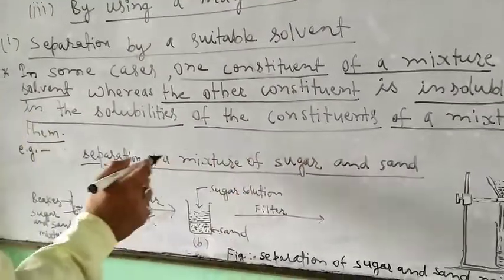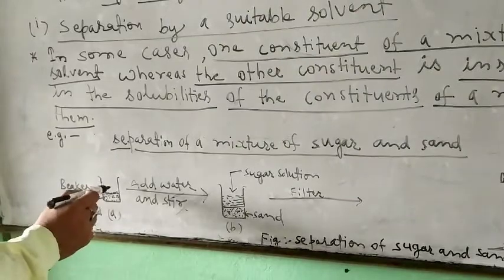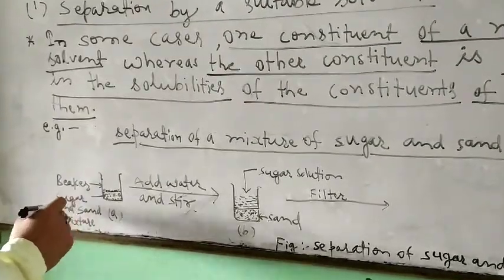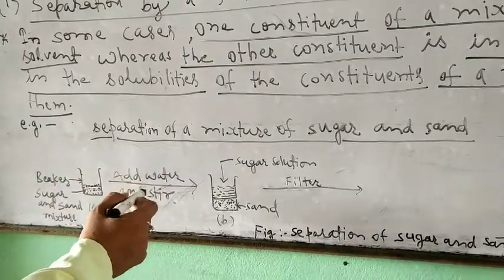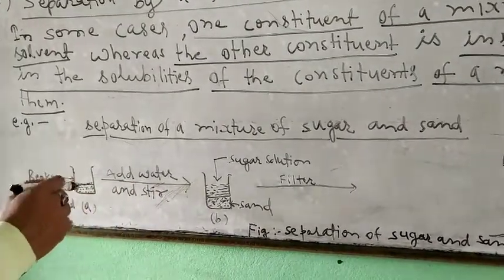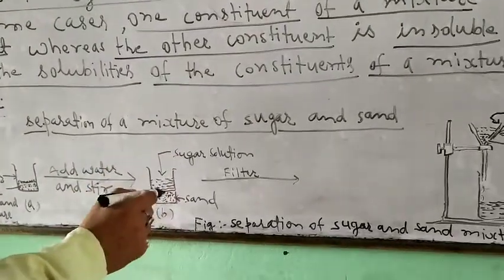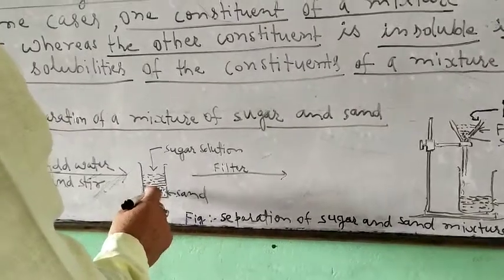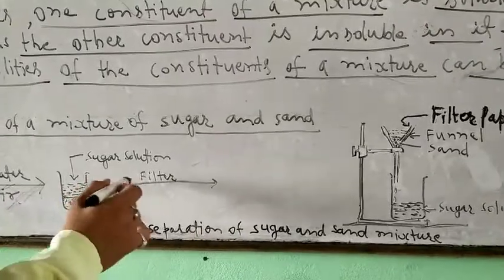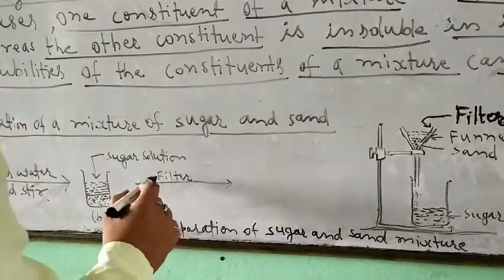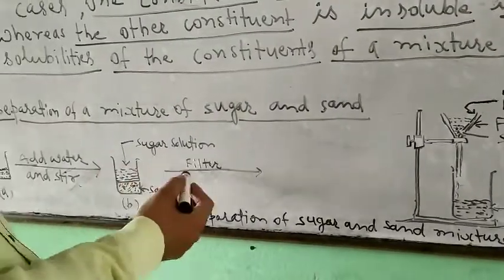So first of all, we take a beaker and put a mixture of sugar and sand. Then add some water and stir the solution. When we stir the mixture, sugar solution is formed and sand is settled down at the bottom. Now, in the second step, we use filtration for the separation of insoluble sand and sugar solution.